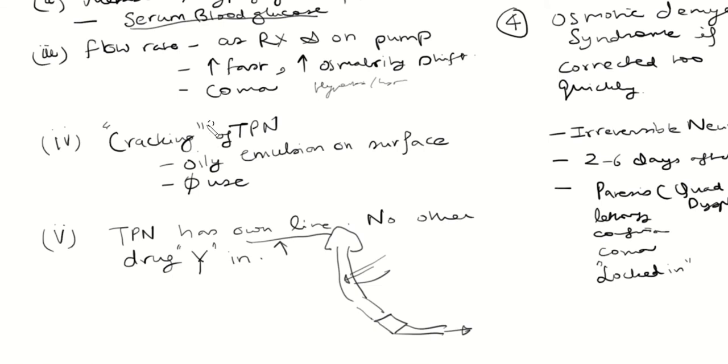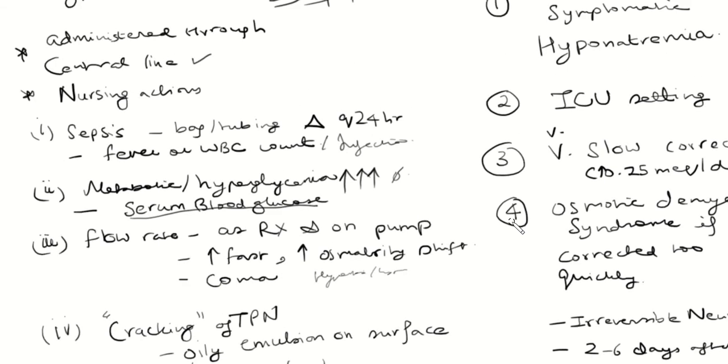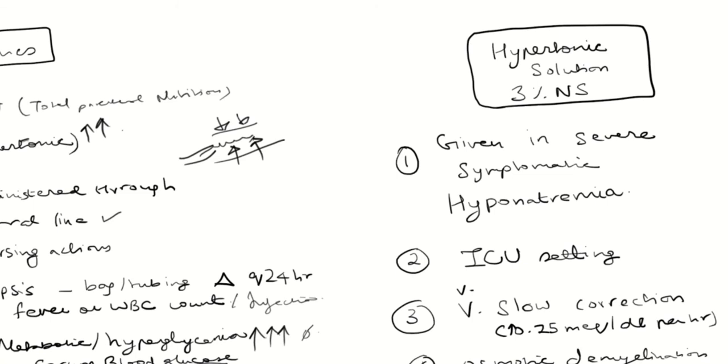And last but not least, there's something called cracking of TPN. You're going to see an oily emulsion on the surface of the TPN. If that's the case, the TPN is cracked and the TPN is not good. So that's a time not to use it and to call nutrition and pharmacy regarding this. So again, that's TPN, total parenteral nutrition. You can also give something called PPN, peripheral parenteral nutrition, though I've seen that not used often at all.